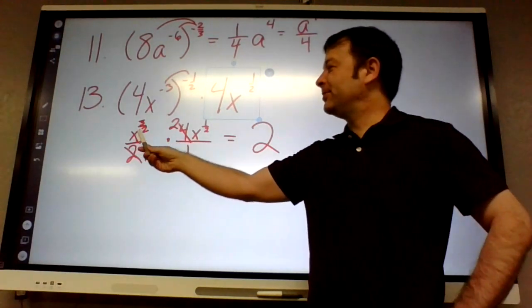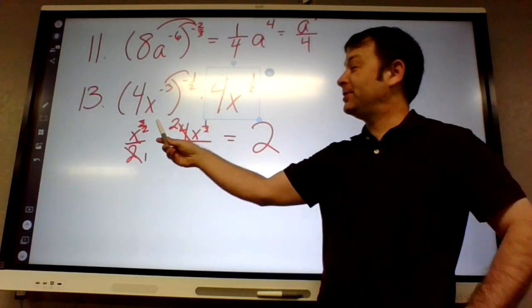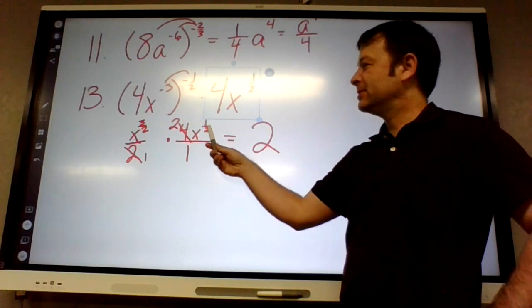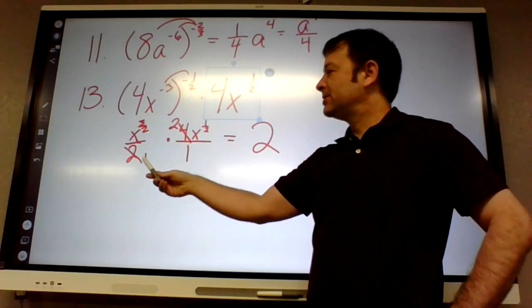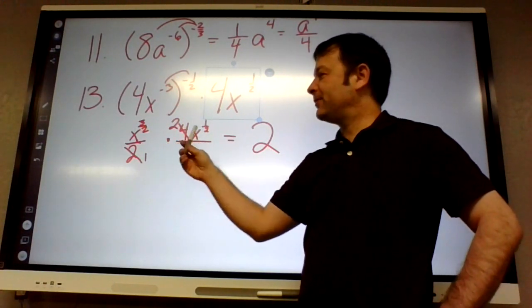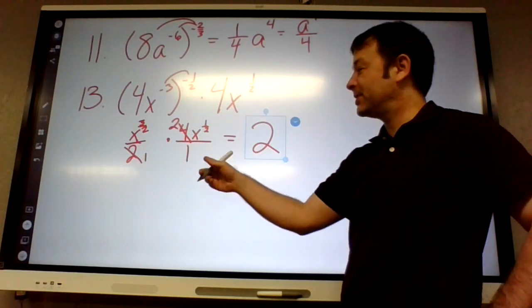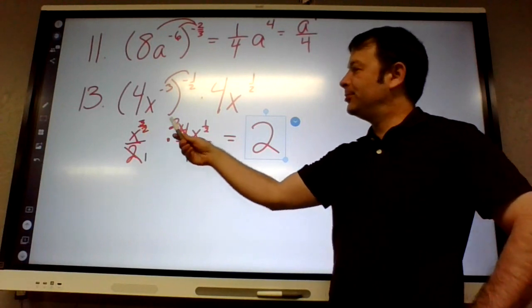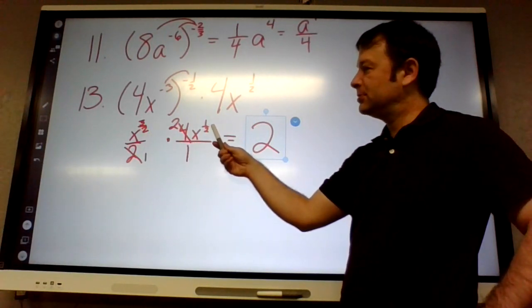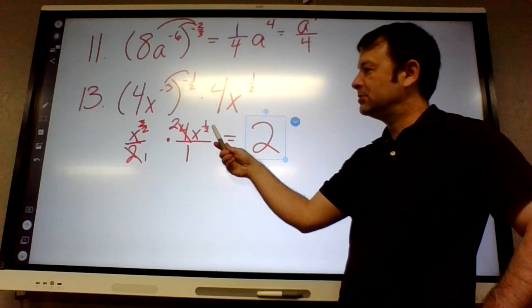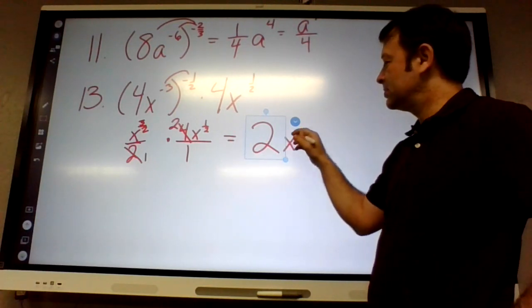Okay, if we do on the top here, x times x, what do I do with the exponents there? Add. So I canceled out the 4 and the 2, so it's just a 2 now. The denominator is just 1, so it kind of goes away. 3 over 2 plus 1 over 2 is 4 over 2, which is just 2.